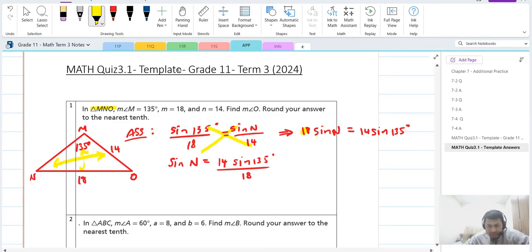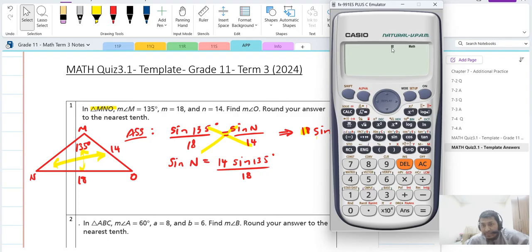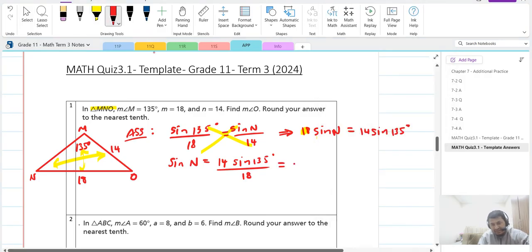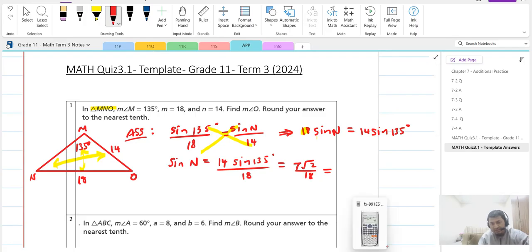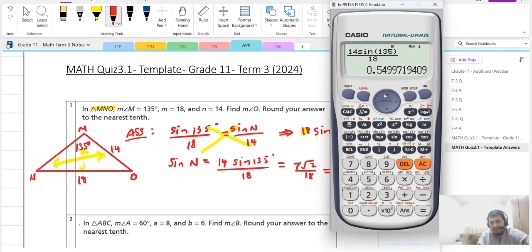So anyways, what answer do we get? Make sure your calculator is on degree mode. Yes, it's on degree mode. So 14 sine 135 over 18 gives me 7 root 2 over 18. Just keep 7 root 2 over 18, or you can write your answer to 4 decimals, 0.55.